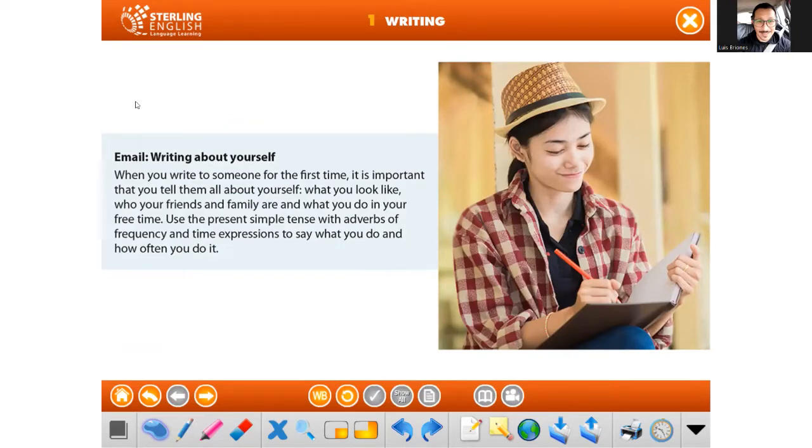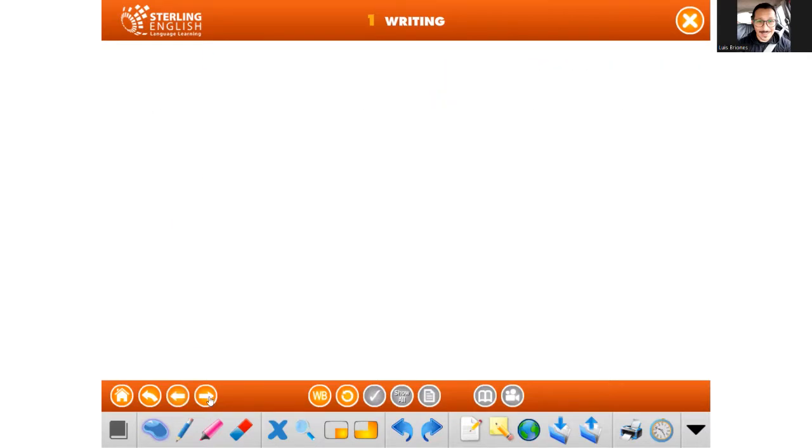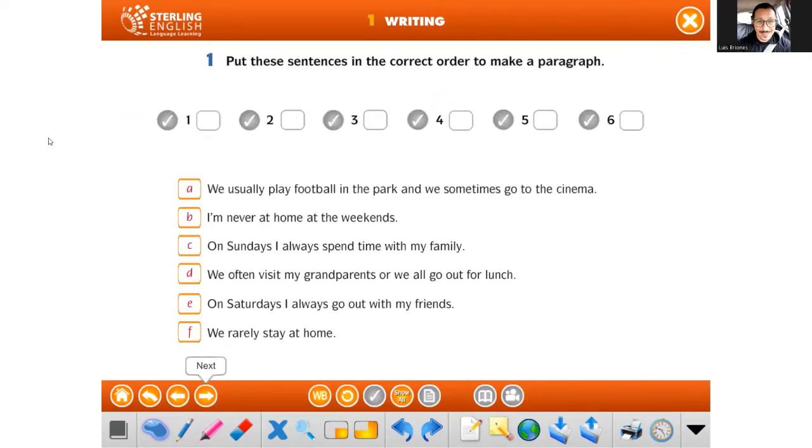When you write to someone for the first time, it's important that you tell them all about yourself, what you look like, who your friends and family are, and what you do in your free time. Use the present simple tense with adverbs of frequency and time expressions to say what you do and how often you do it. So first activity says, put these sentences in a correct order to make a paragraph, all right?